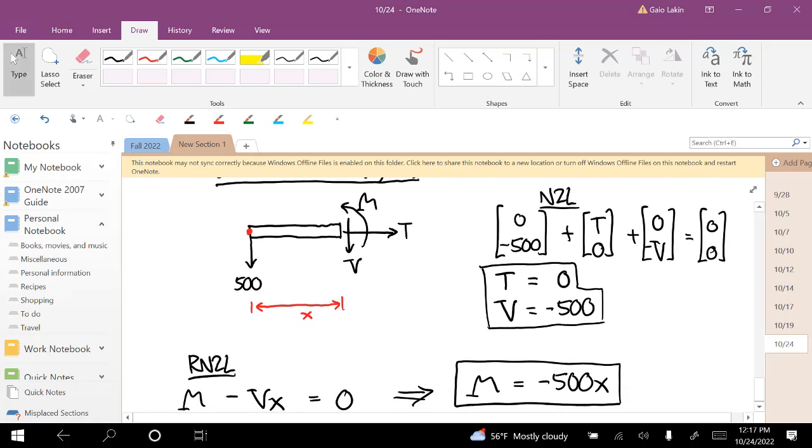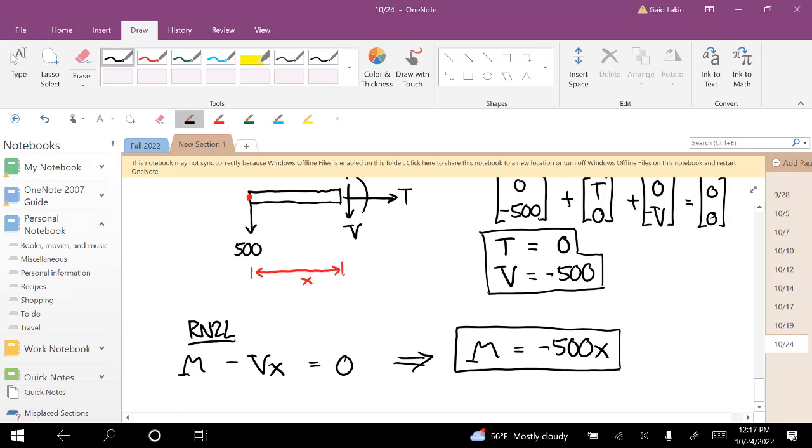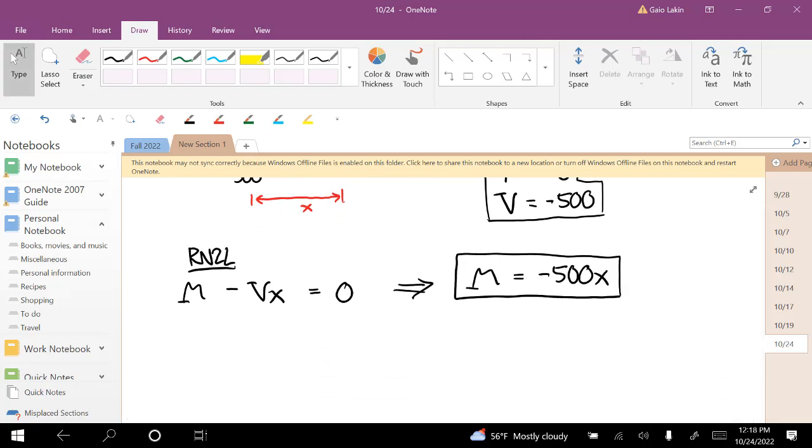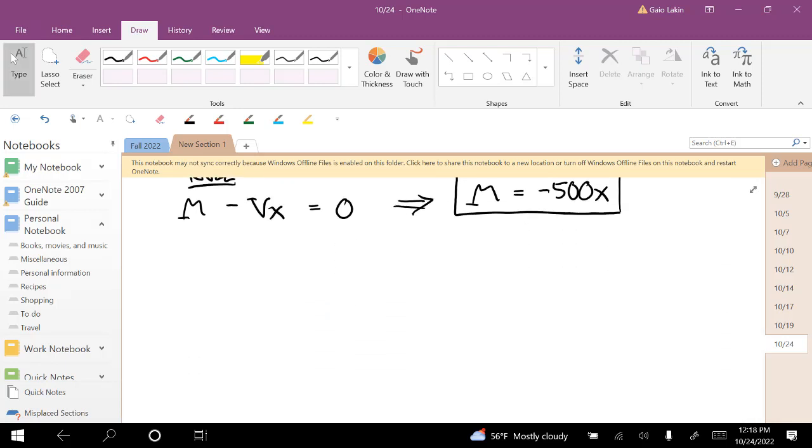So what we did, by taking all of the possible cuts that are qualitatively similar and representing the length by x, we came up with these functions that represent the internal loads over that whole length. So these functions are valid for any x between 0 and 0.5. Okay, so now we have to go to cut 2 and do the same thing.